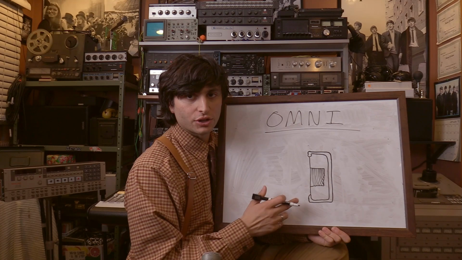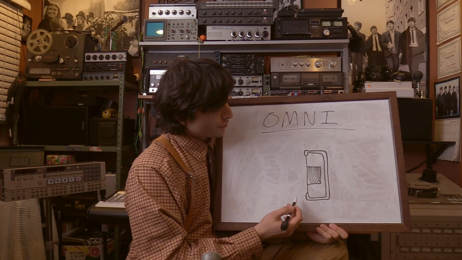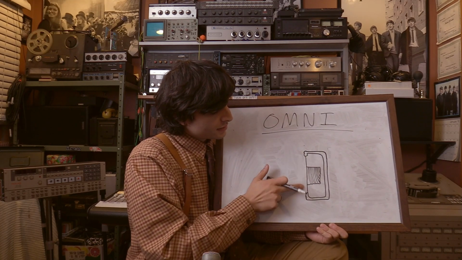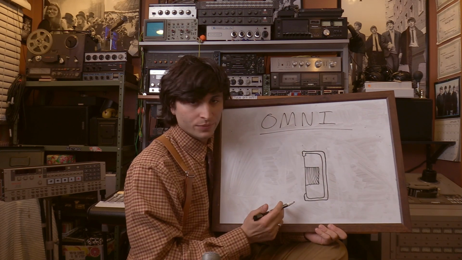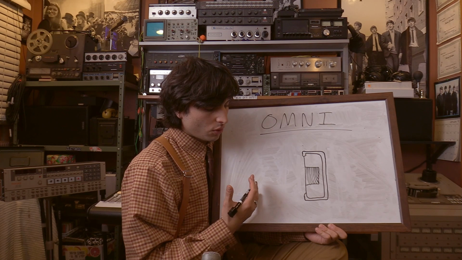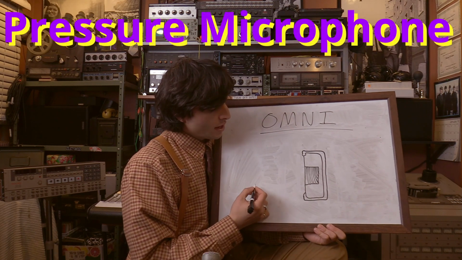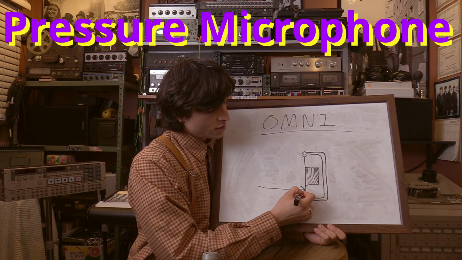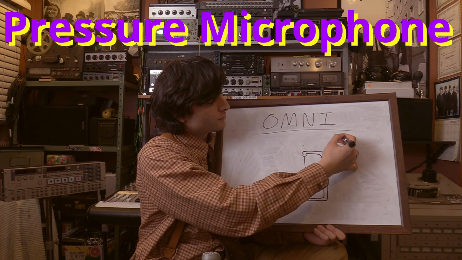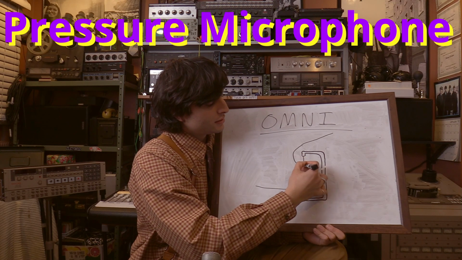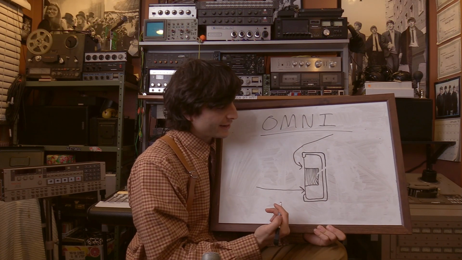This is the basic construction of an omnidirectional microphone, where there is a diaphragm that is connected to a sealed enclosure. And this is also called a pressure microphone because it is going to react to pressure hitting this diaphragm. And in reality, this sound can come from any direction, like I said.